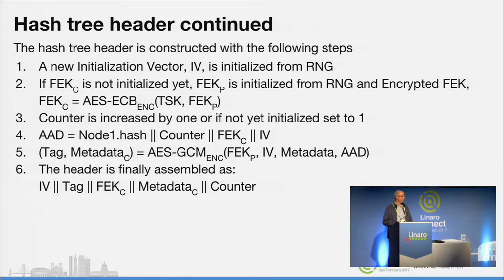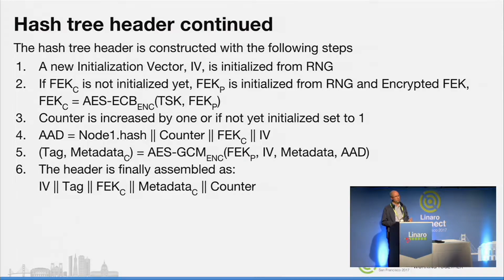We have authenticated data, which is one of the input parameters for the AES GCM algorithm, which is the hash of the first node, and the counter, the encryption key, and IV. There's some redundancy here, but it's to be safe, and also not to change the way we encrypt stuff compared to before. And then the output: we feed this into AES GCM to encrypt, and we get a tag and encrypted metadata.